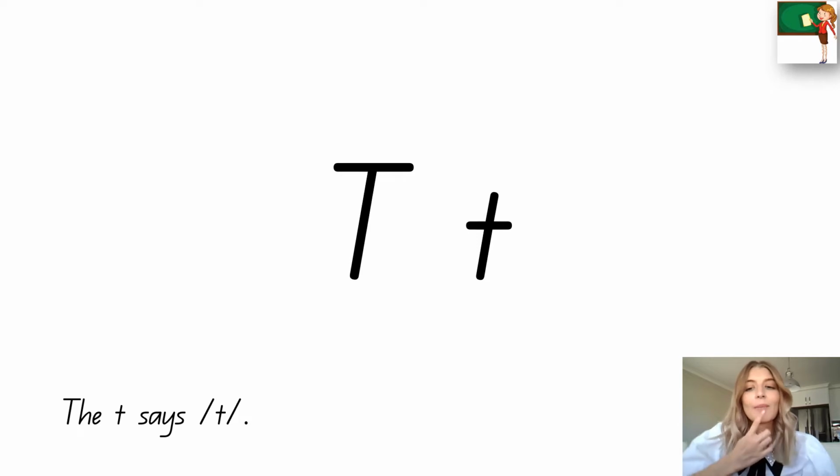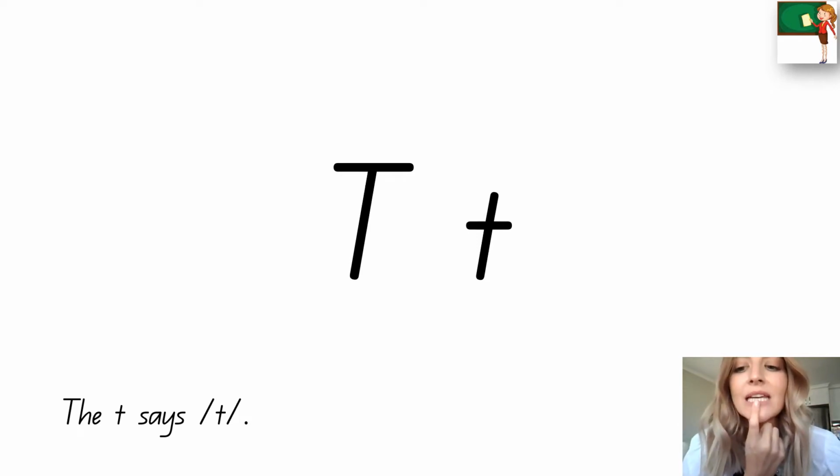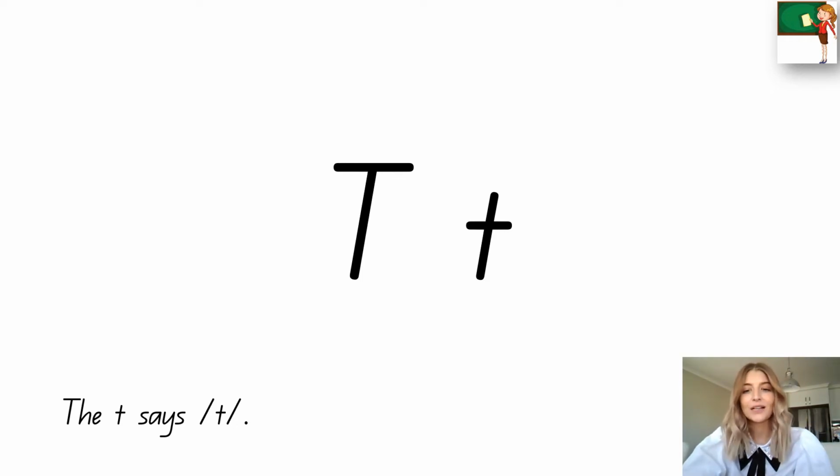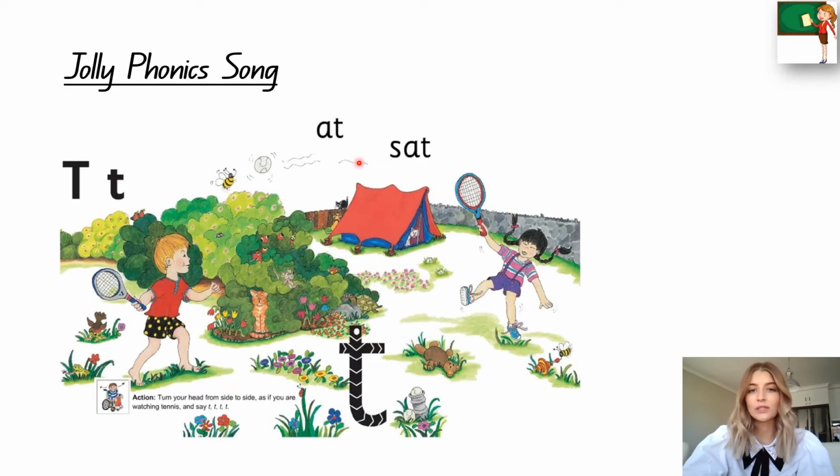Good. Watch my mouth, how I'm going to do it. I'm going to come a bit closer. Ready? T. Can you have a go? Good, and make sure when you say it, you're doing your t, t for our tennis game. So here's our Jolly Phonics song with the kids playing tennis, and we say, when I watch the tennis game, t, t, t, t, t, t. So we move our head back and forth like we're watching tennis.